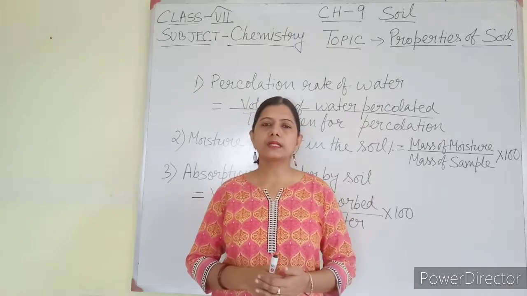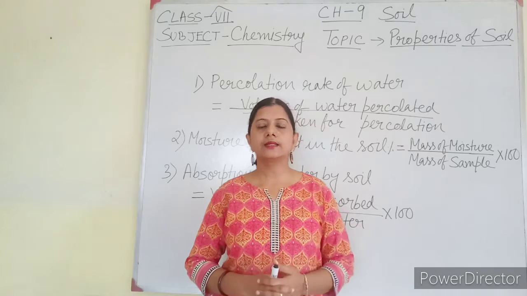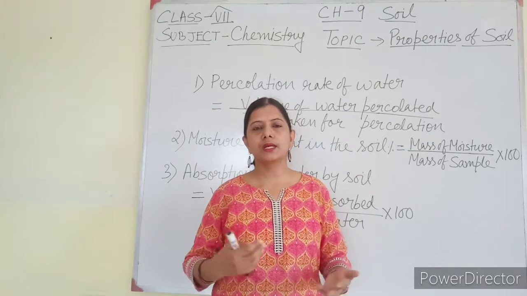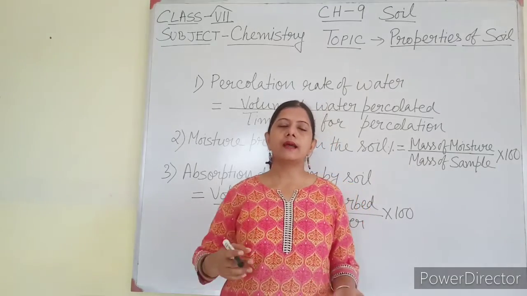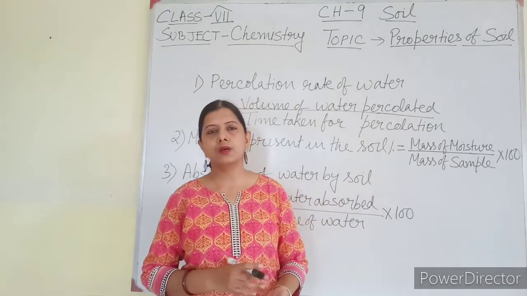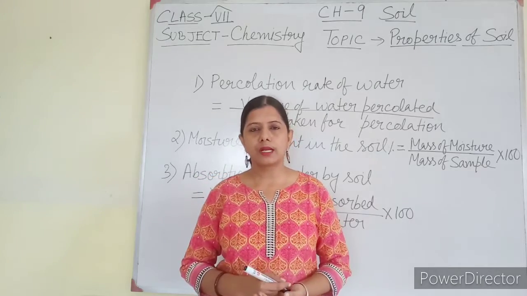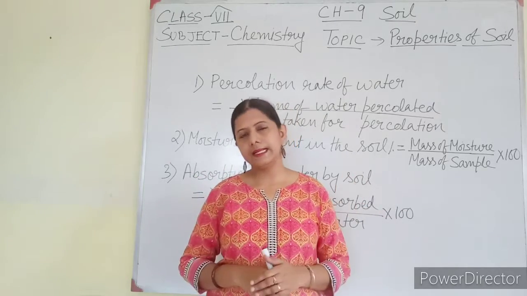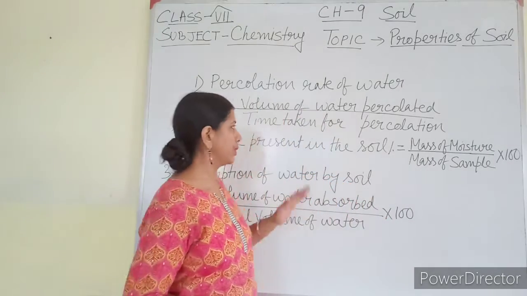There are three properties for which you should know how to find out the result mathematically, which you can discuss with someone else also. So in soil we have seen different types of soil: loamy soil, clayey soil and sandy soil. These are the types of soil. I discussed it in detail. Now the properties that you are going to learn today are the following.